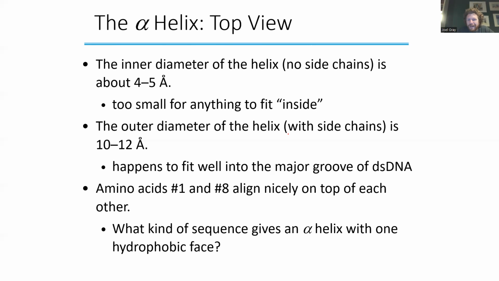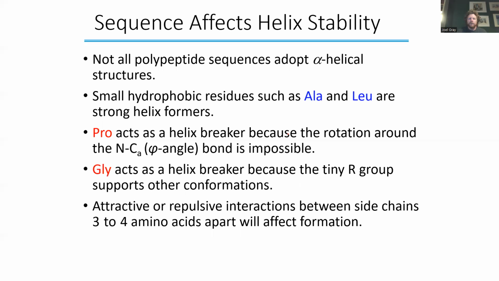Amino acids number 1 and 8 align on top of each other very well. And since all of your R groups are protruding outward, that central chamber doesn't really have anything in it. So there's not really anything that can disrupt it. Now, the amino acids that are in that alpha helix are going to have an impact.